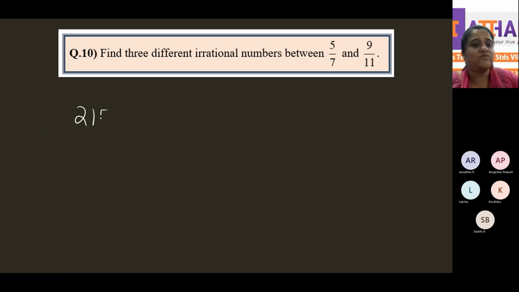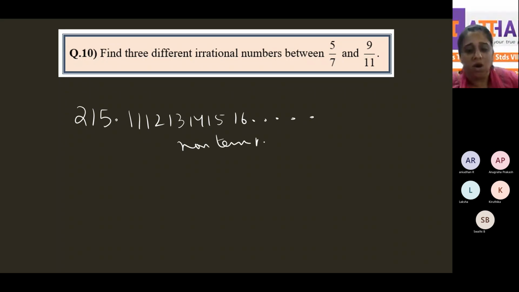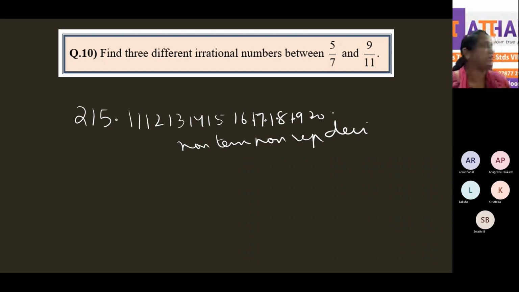So if I write 215.11, 12, meaning 1, 1, 1, 2, 1, 3, 1, 4, 1, 5, 1, 6, and I just put dots, that means this is a non-terminating, non-repeating decimal. Because which one is repeating? We can't make out. What we can understand is that 16, 17, 18, 19, 20, 21, 22 goes on forever. Non-terminating, nothing repeating, so it's an irrational number.